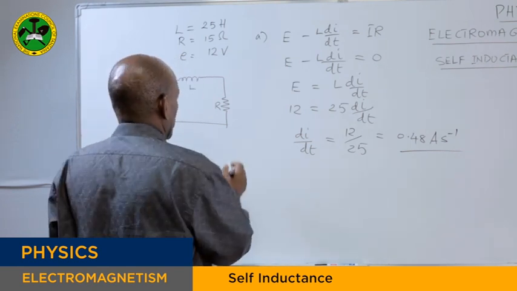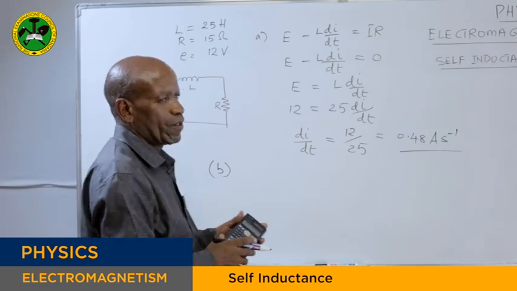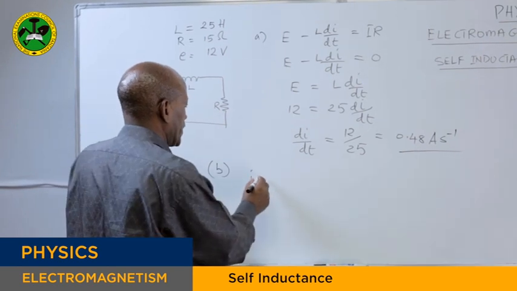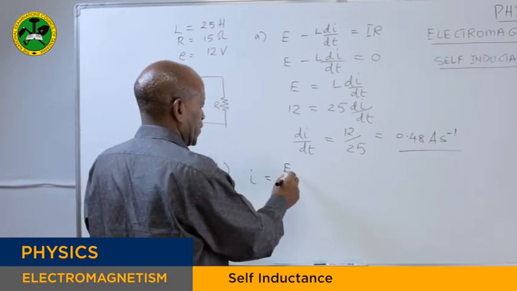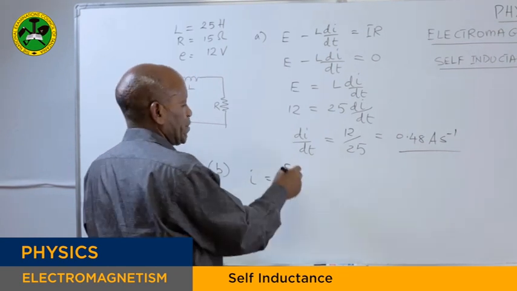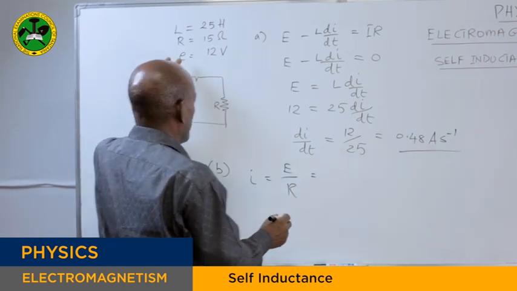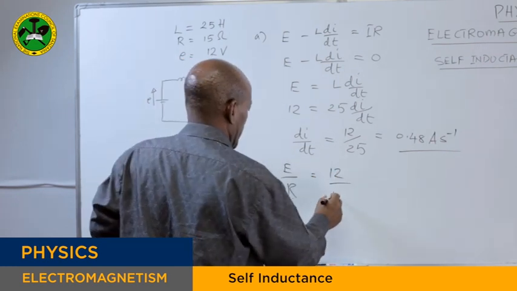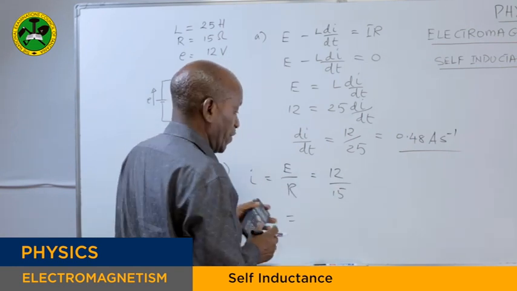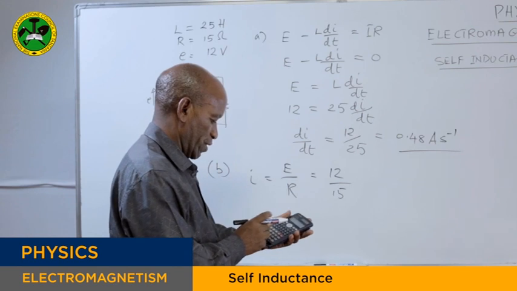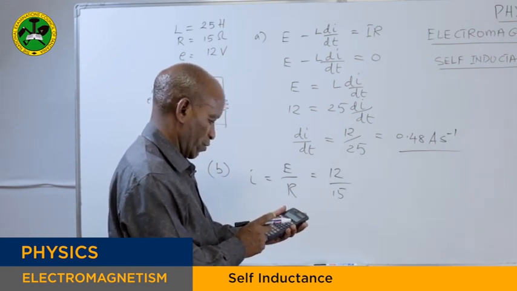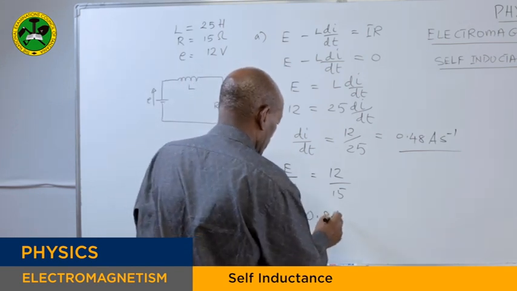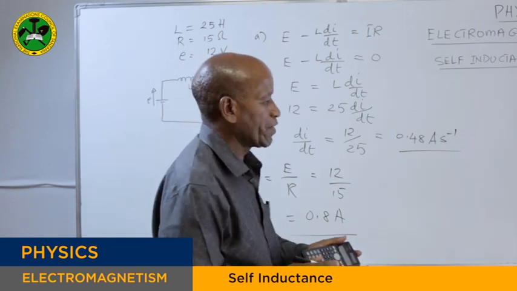Let's go to part B. We are looking at the final current. The final current is obtained from Ohm's law, taking I equal to E over R, E being the EMF, the voltage of the battery, which is 12, and the resistance is 15. So the final current is 12 over 15. Using a calculator, this is equal to 0.8. So that is B, the final current.